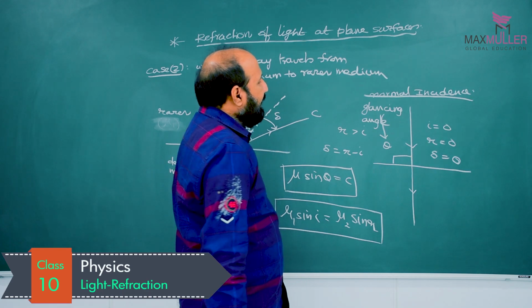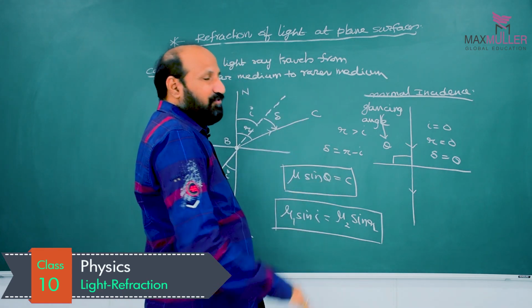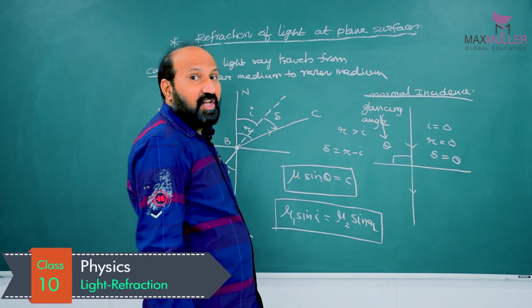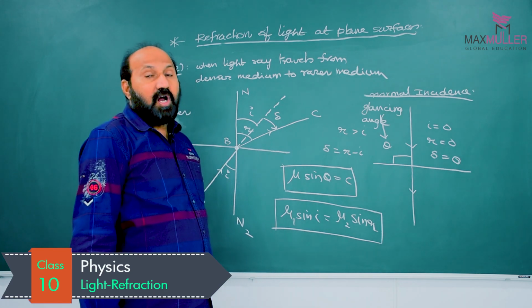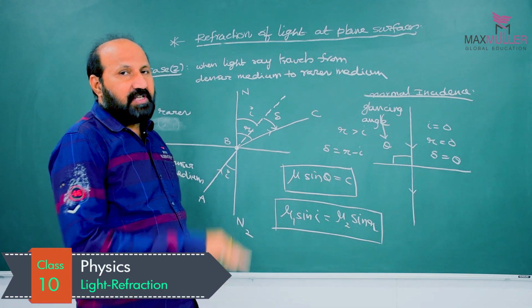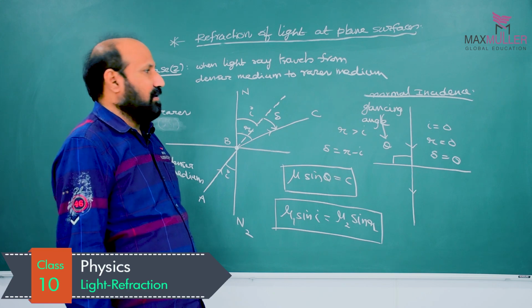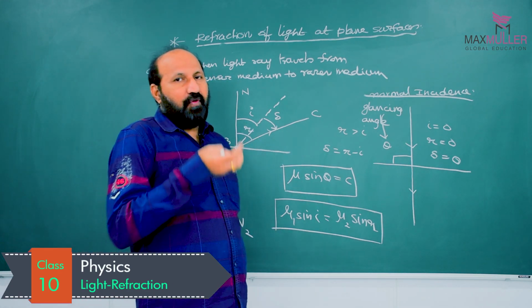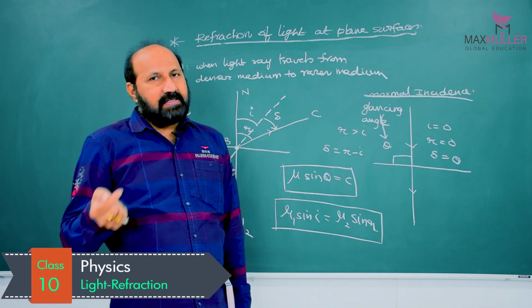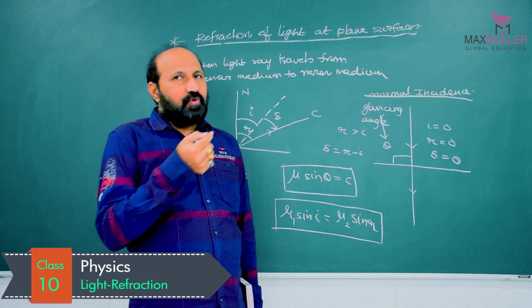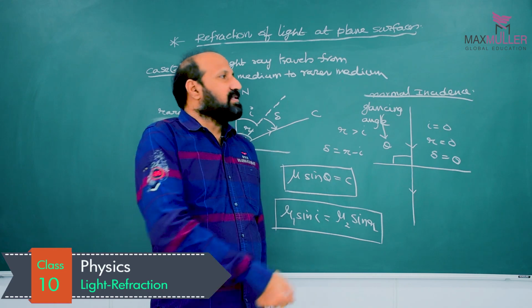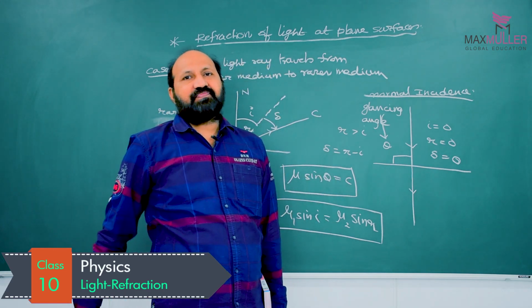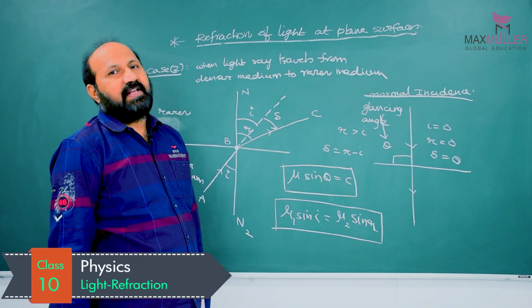Glancing angle is the angle made by the incident ray with the surface, not with the normal. It should be measured with the surface. That is called glancing angle. So we have discussed three different situations: first, when a light ray travels from rarer to denser; second case, denser to rarer; and third case is normal incidence.